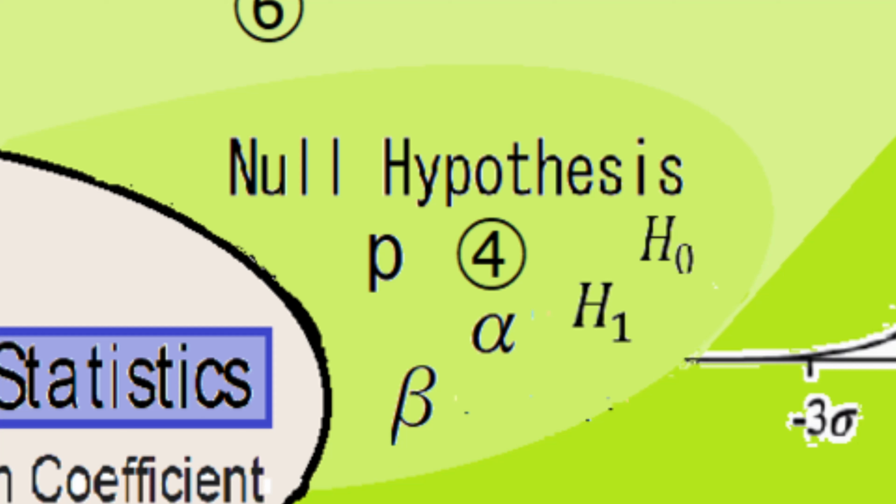But, we can make mistakes in this process. One mistake is to say there is a difference when there is not. This is called a type I or alpha error. The other mistake is to say there is no difference when there actually is. This is called a type 2 or beta error. We can't completely avoid these errors.